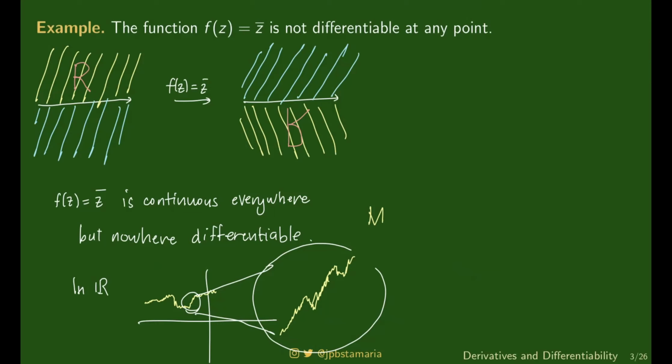Kagaya nitong continuous everywhere, nowhere differentiable sa real, hindi ito madaling hanapin sa real case. Pero sa complex case, it's already given. It's just a function z bar. Just imagine, no?